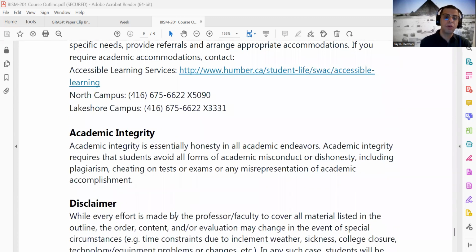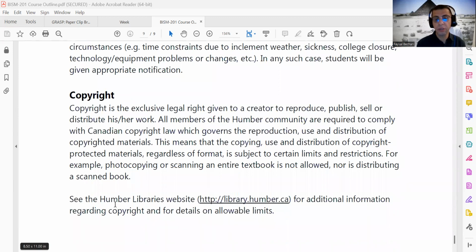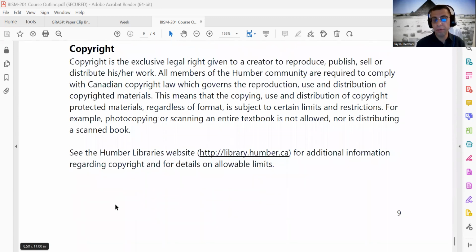Academic integrity is important for you. Academic integrity is an essential honesty in all academic endeavor. Academic integrity requires that students avoid all forms of academic misconduct or dishonesty, which include plagiarism, cheating on a test or exam, or any misrepresentation of academic accomplishment. For the disclaimers and copyright, please see the Humber Library website for additional information regarding copyright and for the details of time limits.